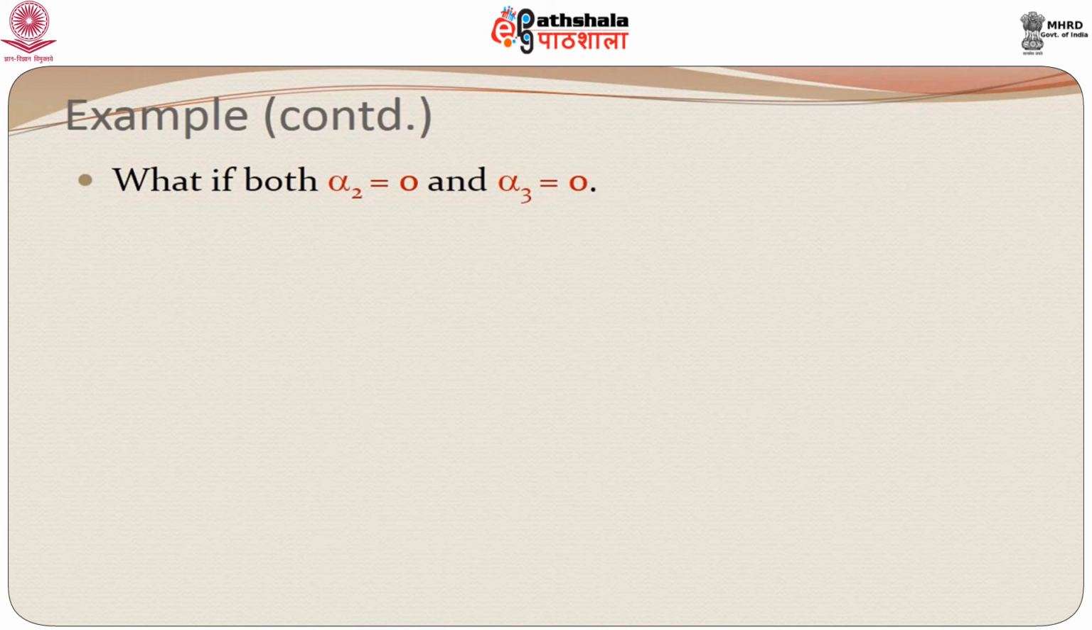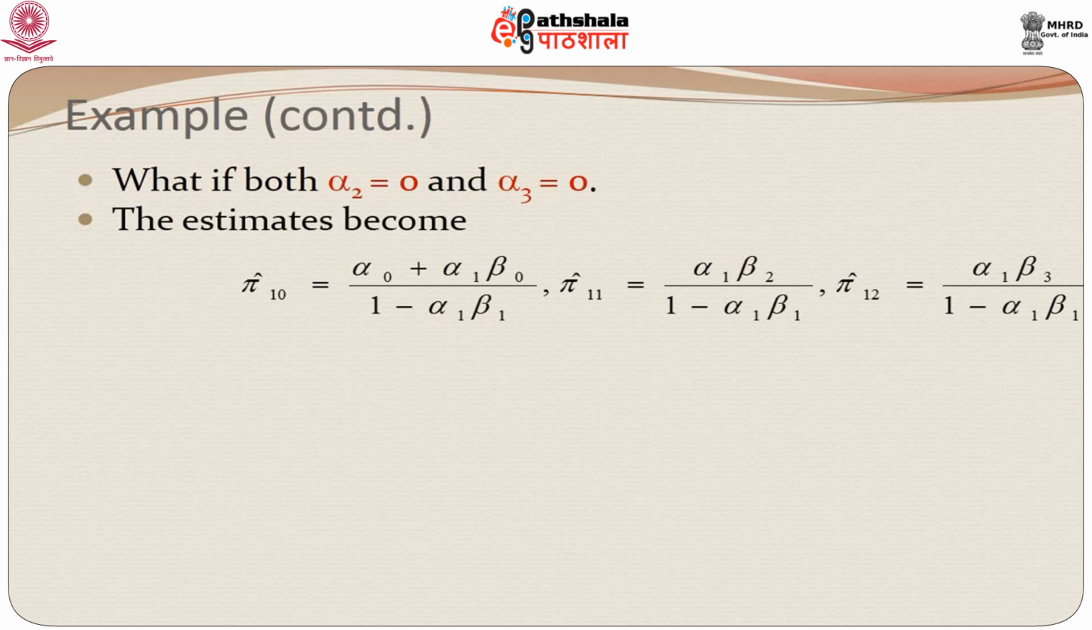What if both alpha 2 and alpha 3 are equal to 0? Again, these are in the first equation. So, what we are saying is that the first equation y 1 depends only on y 2 and there is no x 1 and x 2 in this. In this case, of course, the first equation is identified, but the estimates become even simpler. So, we have pi 1 naught, pi 1 1 and pi 1 2 from the first equation, and from the second equation of the reduced form we have pi 2 naught, pi 2 1 and pi 2 2.